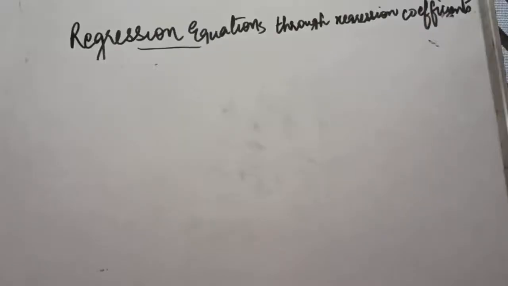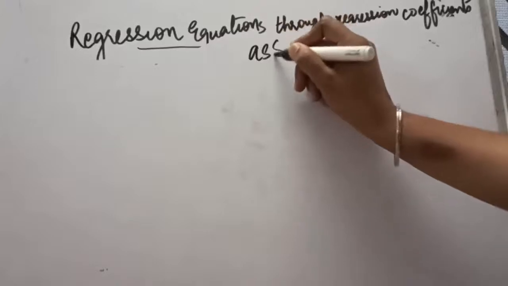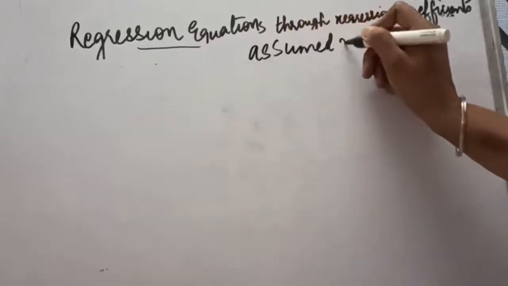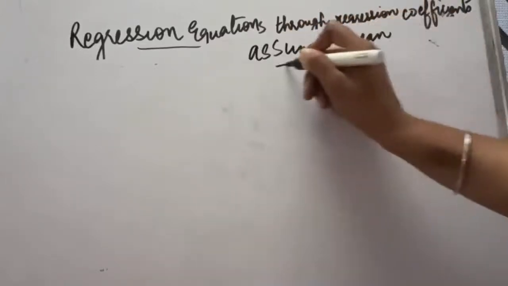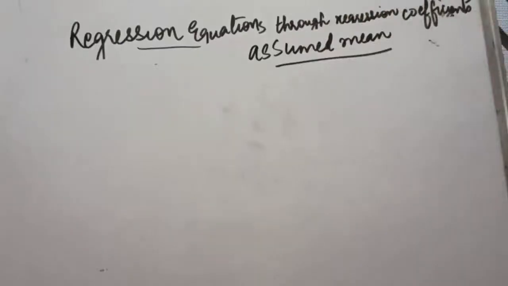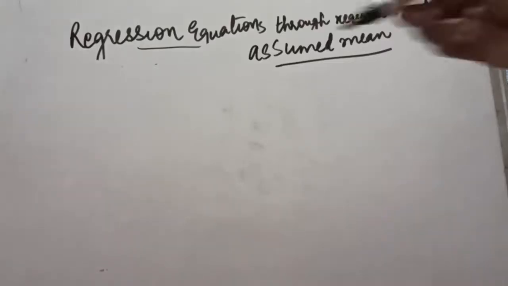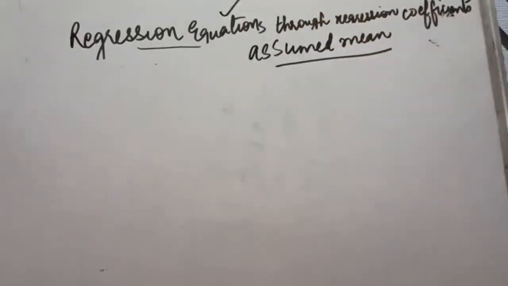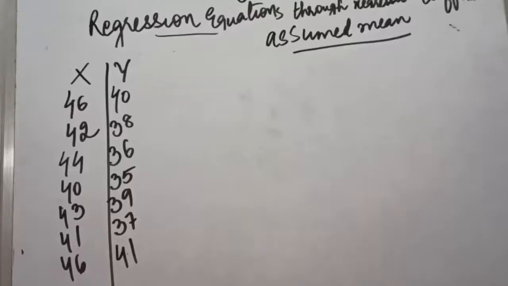Now in this video we will see how the regression equations are calculated through regression coefficients when we make use of assumed mean. When we see that our actual mean is in fractions, we can move ahead with the assumed mean, as we have done in the formulas video. So we will make use of that dx and dy formula and calculate the regression equations. Let's see one example. This is a question where x and y series have been given.